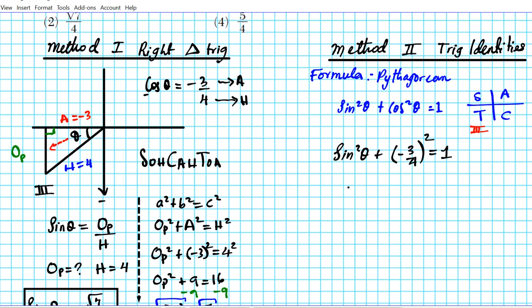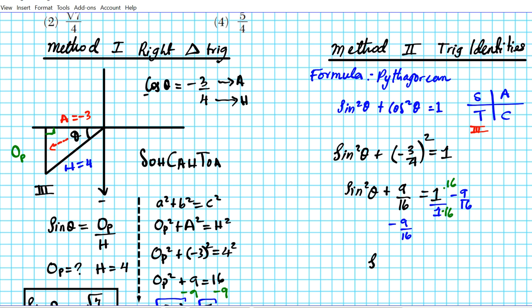All right, so let's simplify this. We have sine squared theta. If you square negative 3 over 4, if you square a negative, it becomes positive. The numerator becomes 9, and the denominator becomes 16, equals 1. Now to get sine squared theta isolated, we're going to subtract 9 over 16 from both sides of the equation. Write this as a fraction. We need to find the LCD, so we just multiply this by 16, top and bottom.